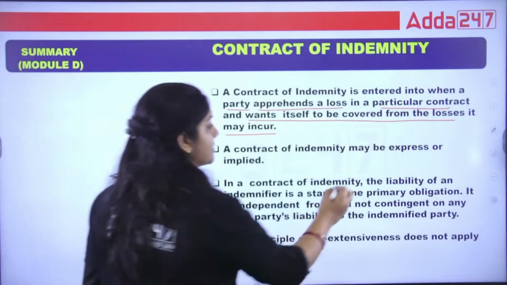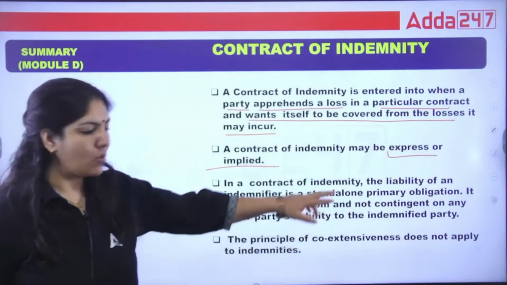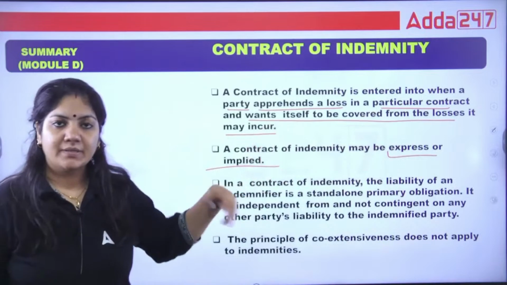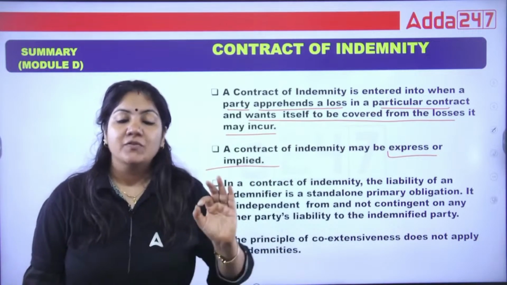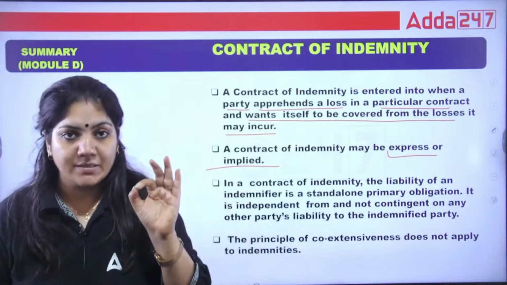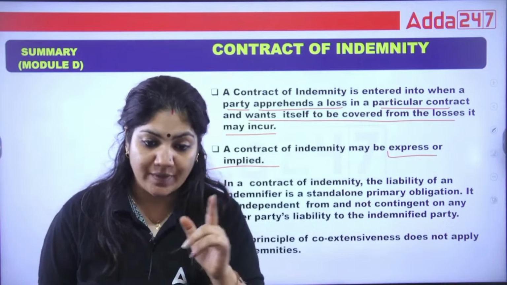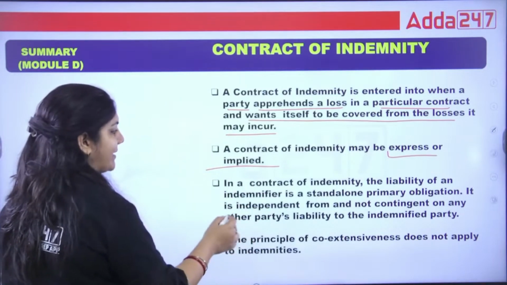The contract of indemnity may be express or implied. What is express? Written and oral, and implied means by way of act and conduct. Is that okay? And if you feel any doubt in any line, in any word, please ask in the comment box. This is very important. A contract of indemnity, the liability of the indemnifier.